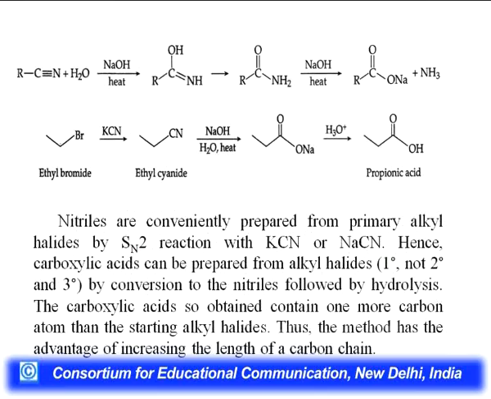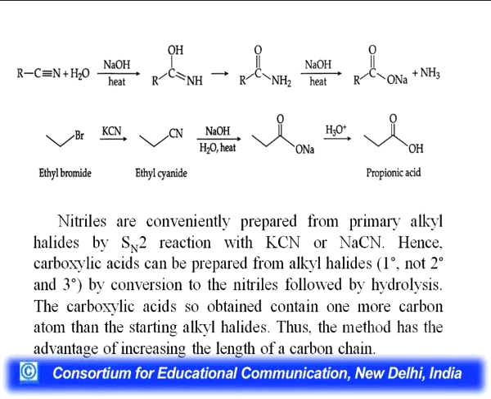Another example: nitriles are conveniently prepared from primary alkyl halide by SN2, bimolecular nucleophilic substitution reaction, with KCN or NaCN, potassium cyanide or sodium cyanide. Hence, carboxylic acid can be prepared from 1 degree alkyl halide, not 2 degree and 3 degree. So, we can prepare these only from 1 degree, and secondary and tertiary will not produce. By conversion of the nitriles followed by hydrolysis, the carboxylic acid so obtained contains, this is the important point, we must note, one more carbon atom than the starting alkyl halides.